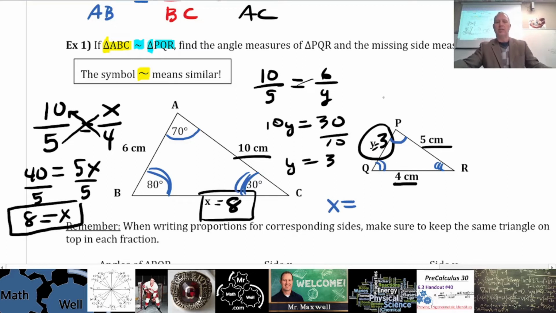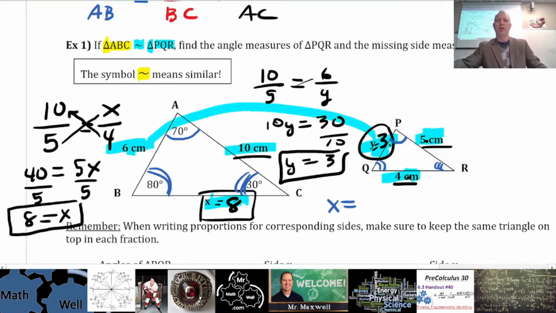So let's just double check again. When you're done with all this, you circle or highlight your answers and you double check to see if you made any mistakes. So 3, 4, 5 should be relating to 6, 8, and 10. Yeah, and each of those looks like times 2, right? When you go from small to big. Good. So 8 is the correct answer for x. Excellent. Any questions?